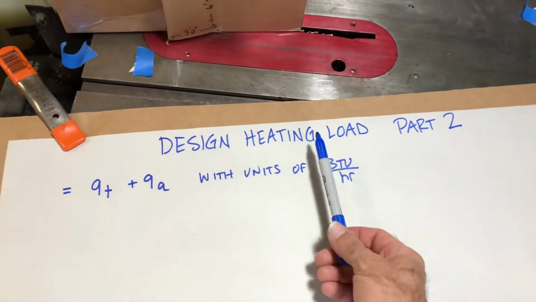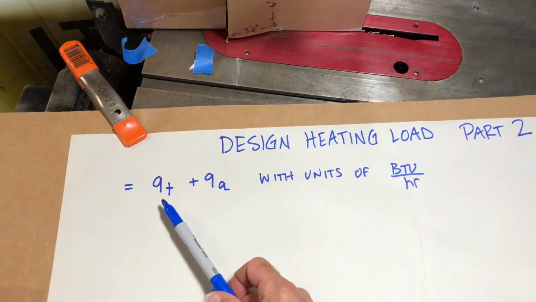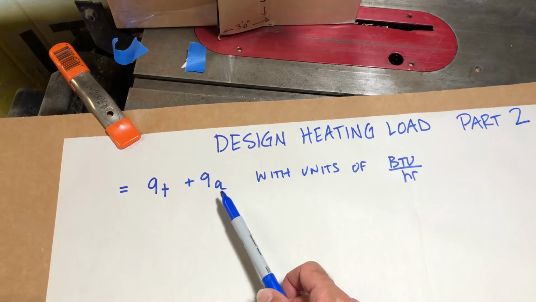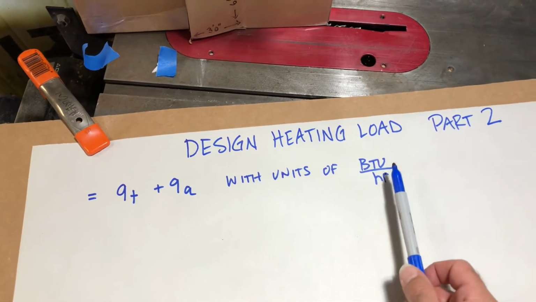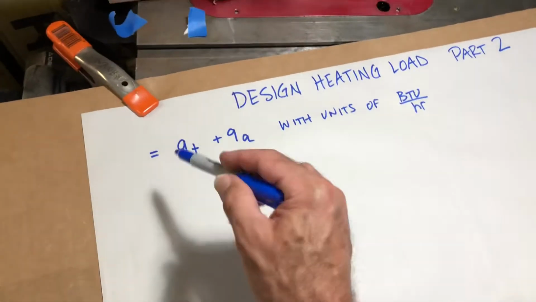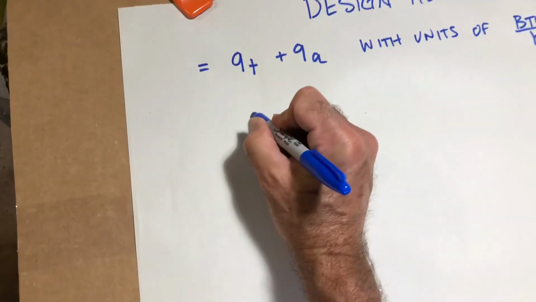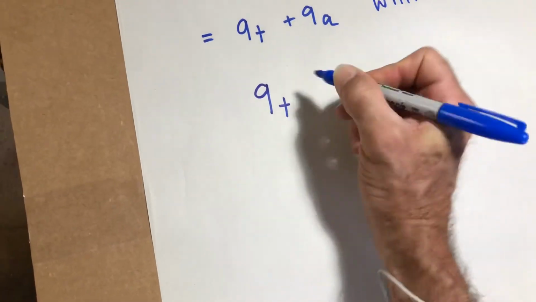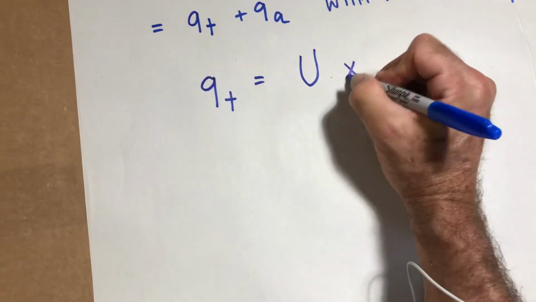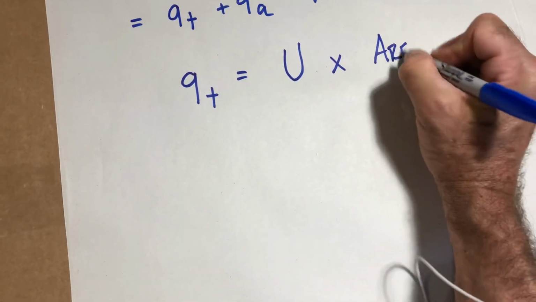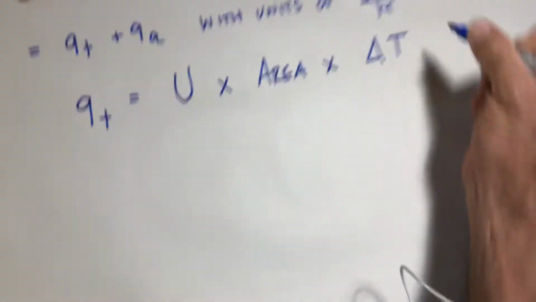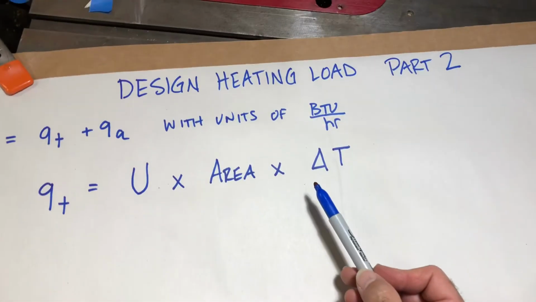Remember that design heating load equals QT, heat loss to transmission, plus QA, heat loss associated with air movement, and it has units of BTUs per hour. Okay, so let's look at each one of these factors. Let's look at QT. QT is defined as a thing called U times area times delta T. Now, we've talked about delta T. You know what that is.